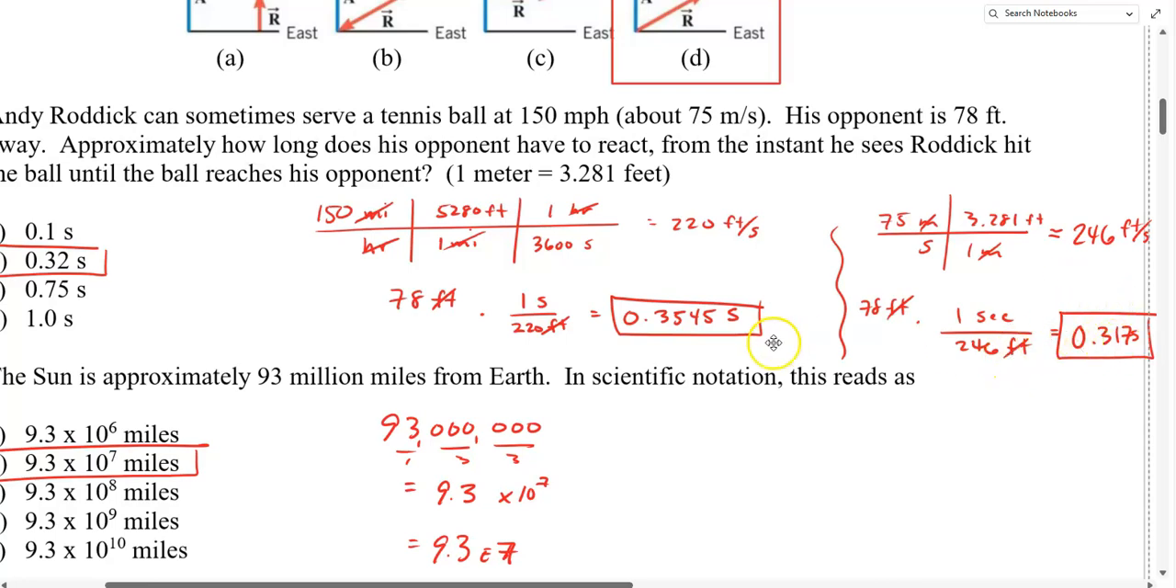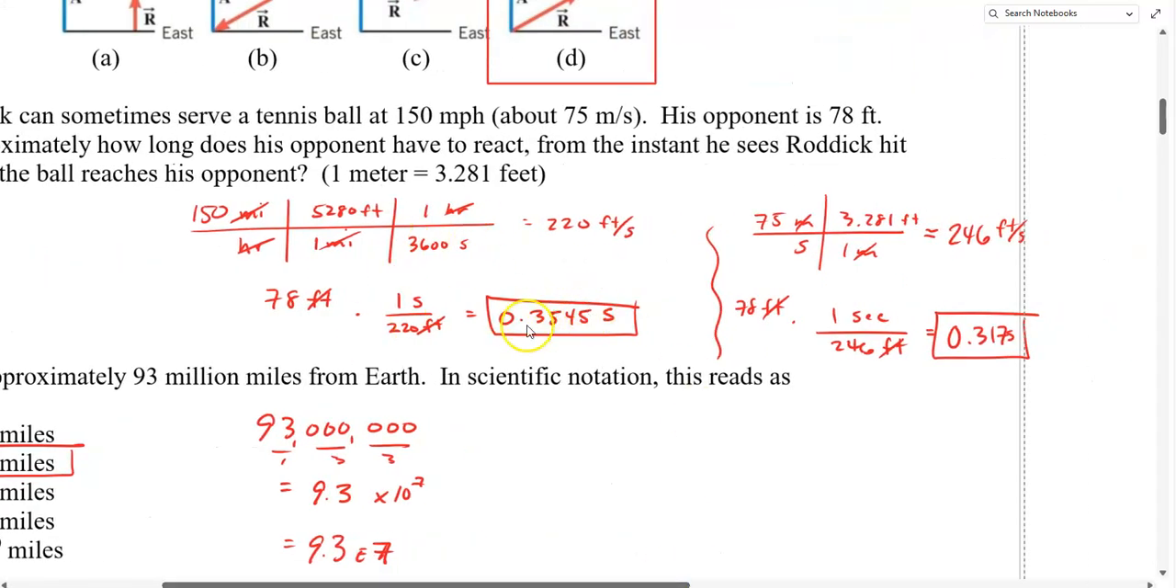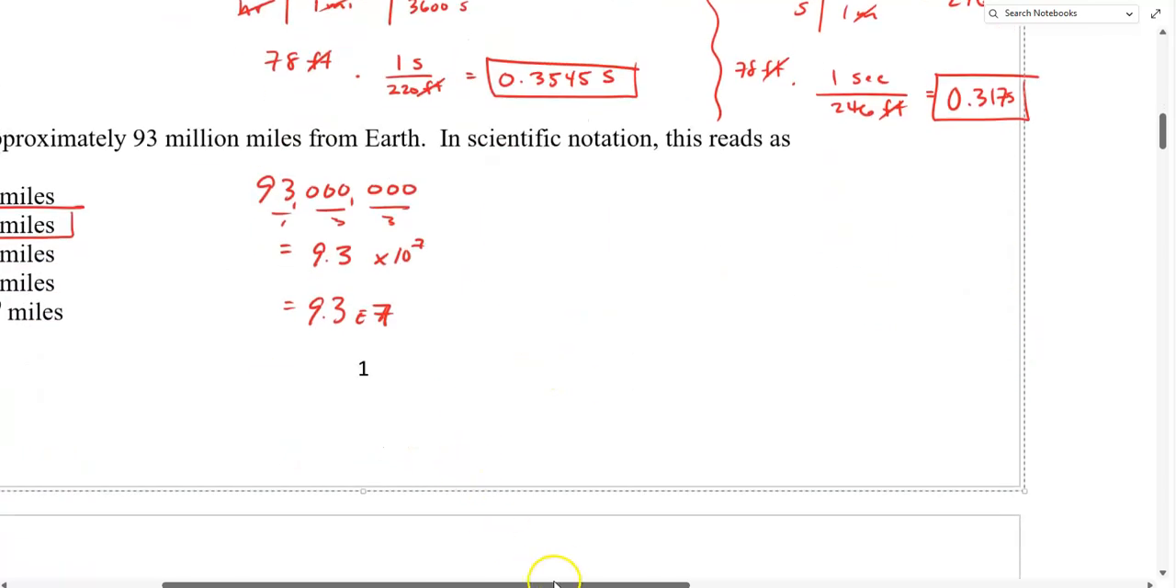So in either case, 0.35 or 0.32, both of those answers would be acceptable, and 0.32 is the closest option. And remember, on our actual test, we're not going to have multiple choice questions for many of these. So without the multiple choice options here, if you go through this first method, there would be no indication that you've done anything incorrectly, and I would still award full credit for that approach.